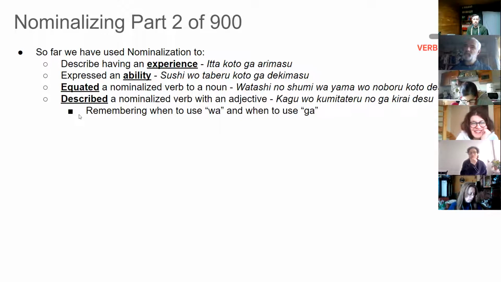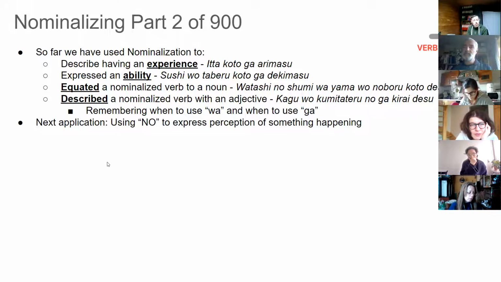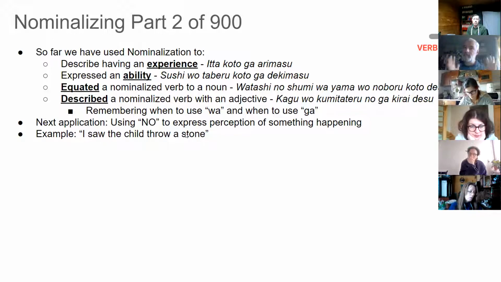So just remember, we have to try and memorize when to use wa, when to use ga. If you make a mistake with those adjectives, it really doesn't matter, to be honest. But now let's use no as a nominalization to express the perception of something happening, when we sense something happening. For example, I saw the child throw a stone. Now look at this sentence for a second and really understand what it's saying. I saw a child throwing a stone.